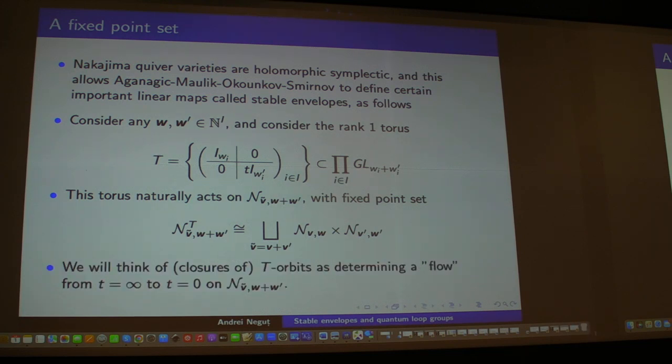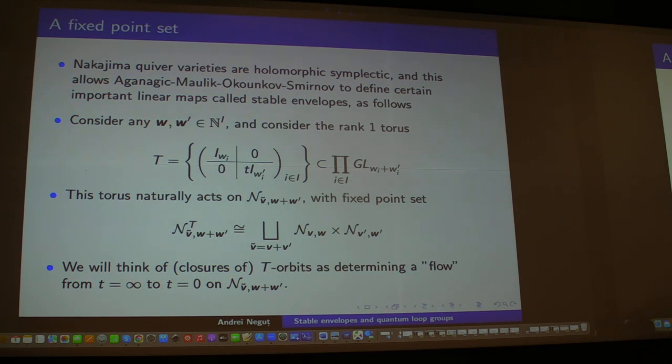Now, on the next page, I will show you how to use this geometry to get the stable envelope maps. But before doing so, I want to point out that you have the action of a rank one torus on an algebraic variety. You can think of the orbits of this rank one torus, which are copies essentially of C star inside the given variety. You can think of them as flowing from t equals infinity to t equals 0.